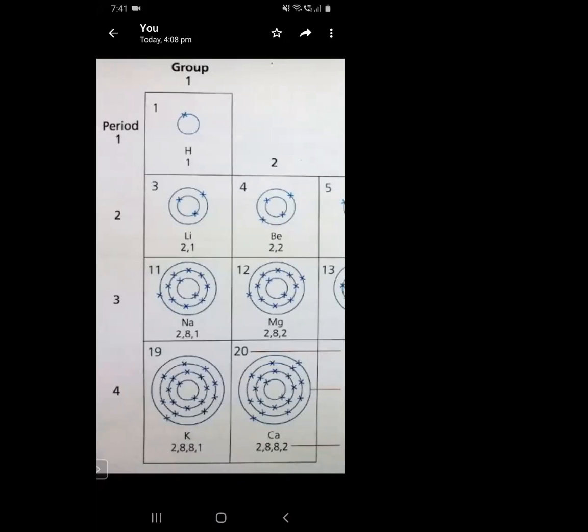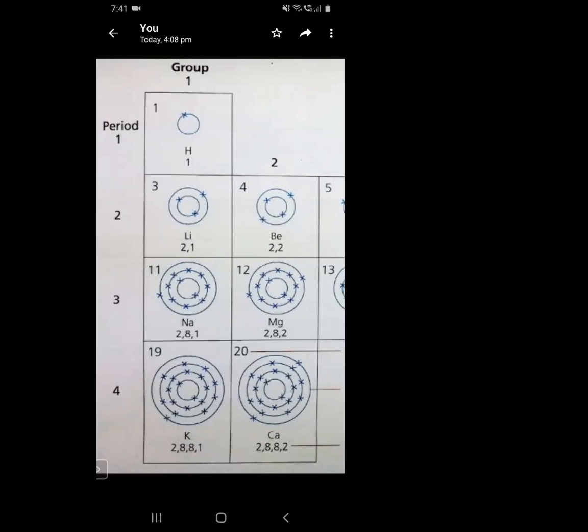The horizontal rows. Group is the vertical column, right? Group is the vertical column. I hope you understand the words that I'm using. So group is the vertical column. Period is the horizontal row, okay? So the number of the period represents the number of shells the atoms have.